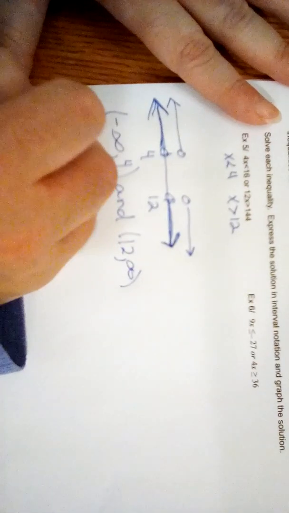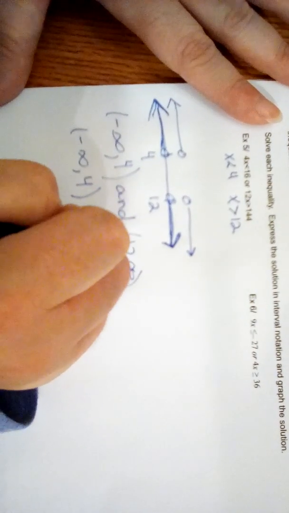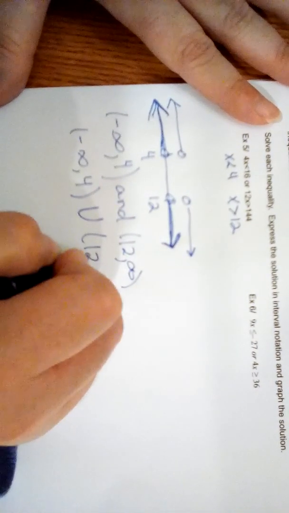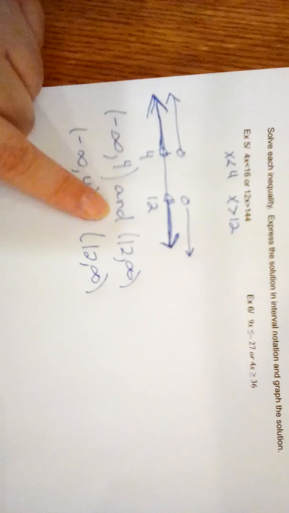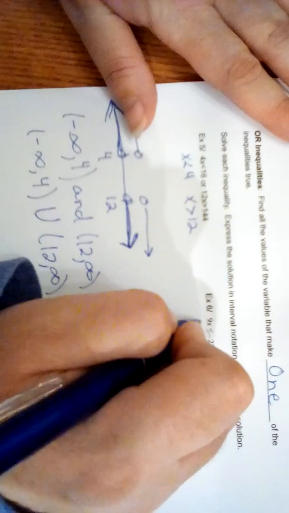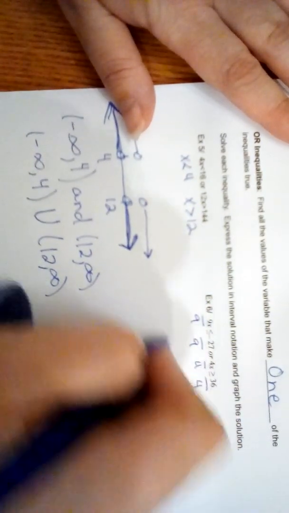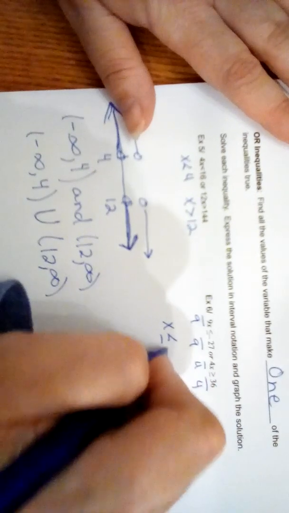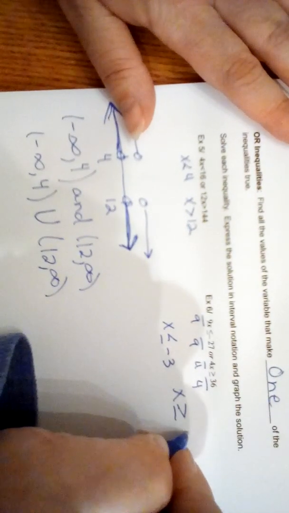Sometimes you will see it written like this. This U is for union. This and this. But I just prefer to use the word and. This piece and this piece. Okay. All right, the last one. X is less than or equal to negative 3. X is greater than or equal to 9.